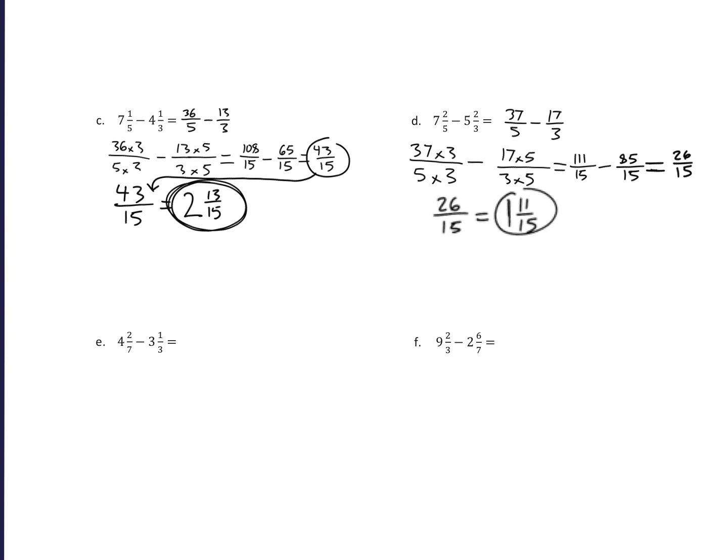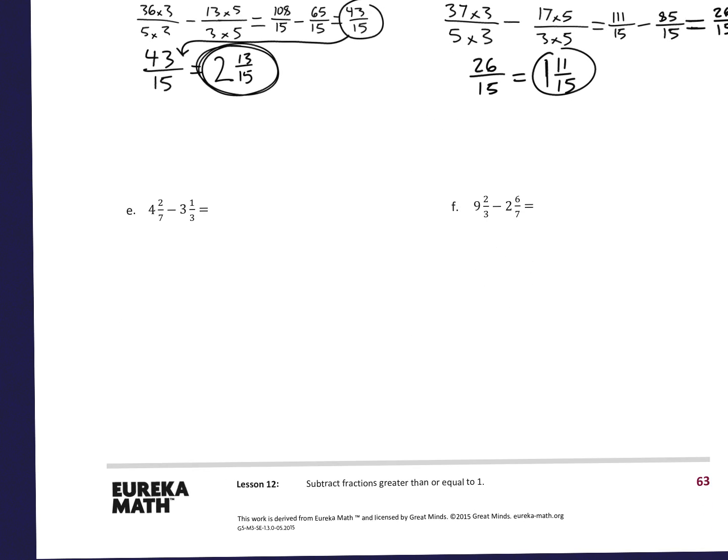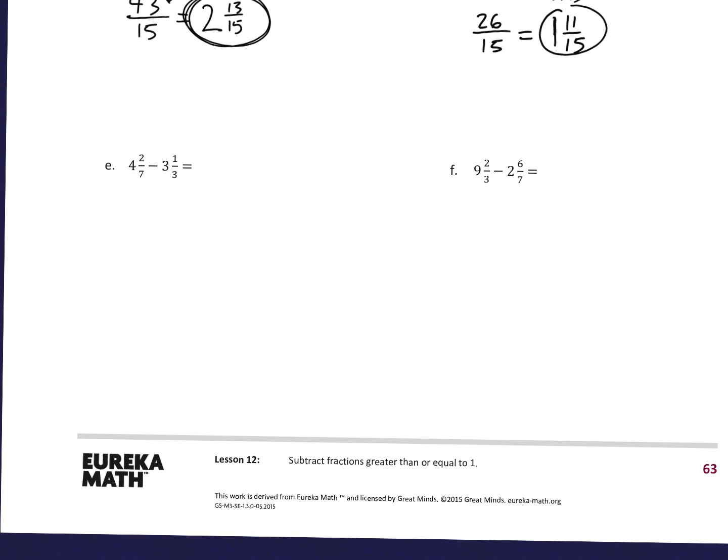So here we have the answers for C and D. We got 2 and 13 fifteenths and 1 and 11 fifteenths. If you don't understand this, pause the video and come and talk to Mr. Cooper. If you got it right, kiss your brain, and let's move on. Let's try E and F by yourself. Go ahead and pause the video, and I'll have the answers pop up in 3, 2, 1.